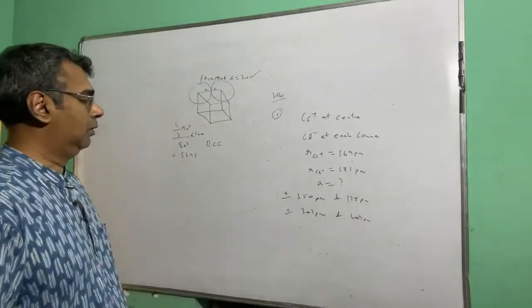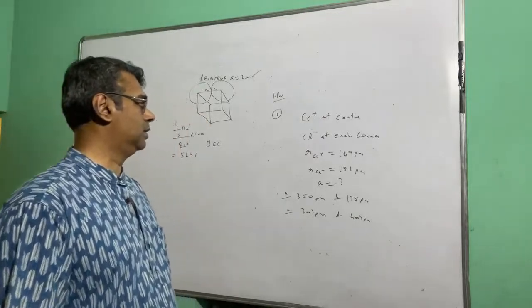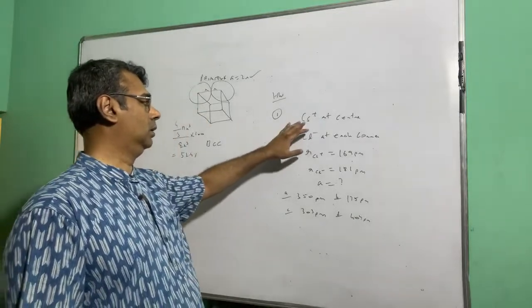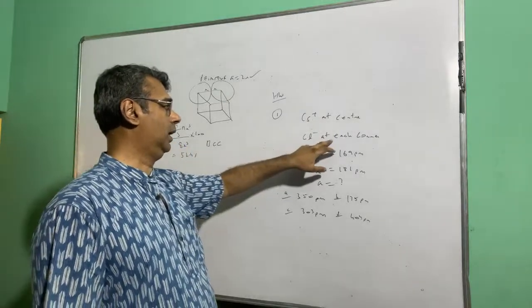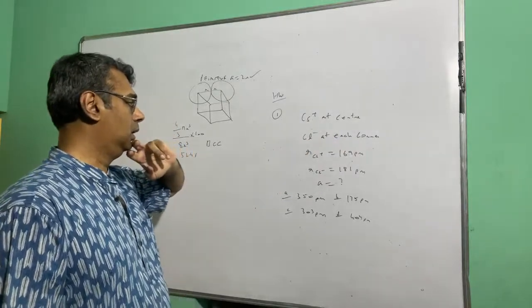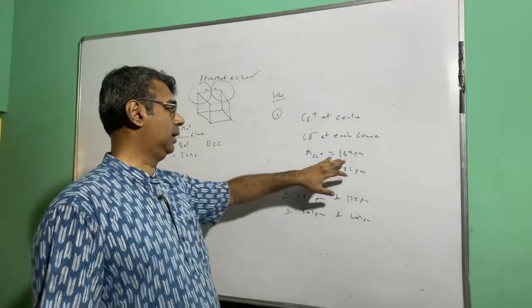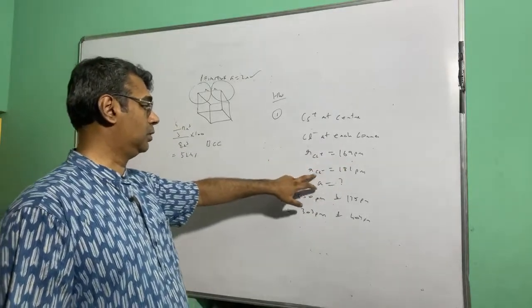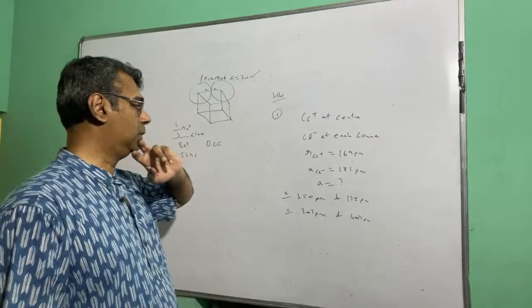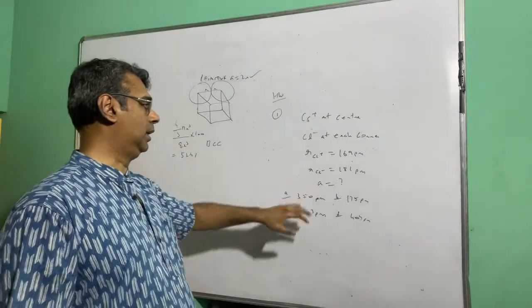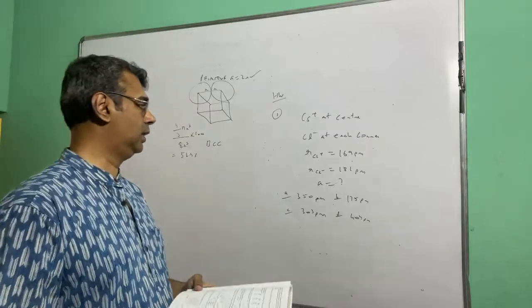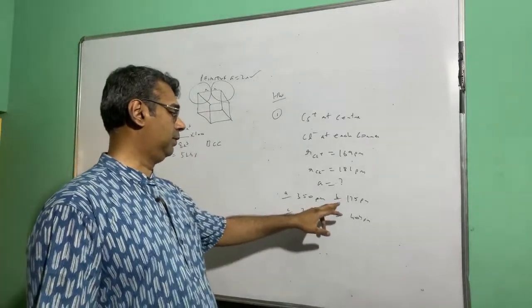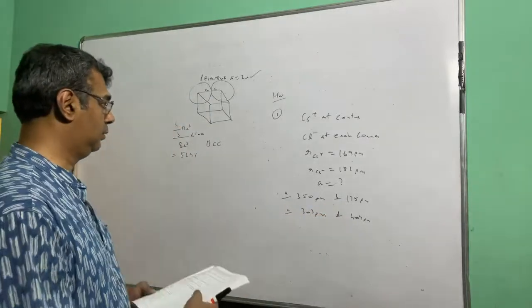The first homework question is that in cesium chloride crystal, the Cs plus ion is at the center and chloride ion is at each corner, and the radius of the cesium cation is 169 picometer, the radius of the chloride anion is 181 picometer. So what is the edge length of the unit cell? Options are 350, 175, 303 and 404.